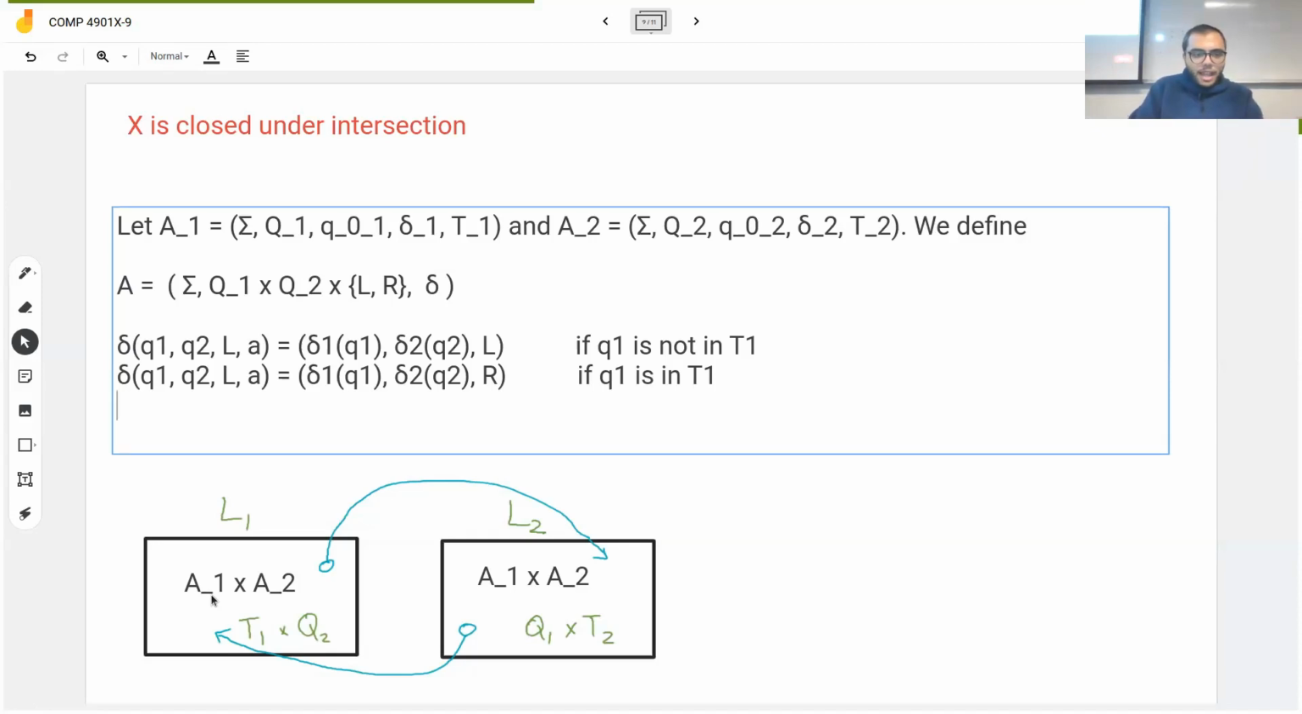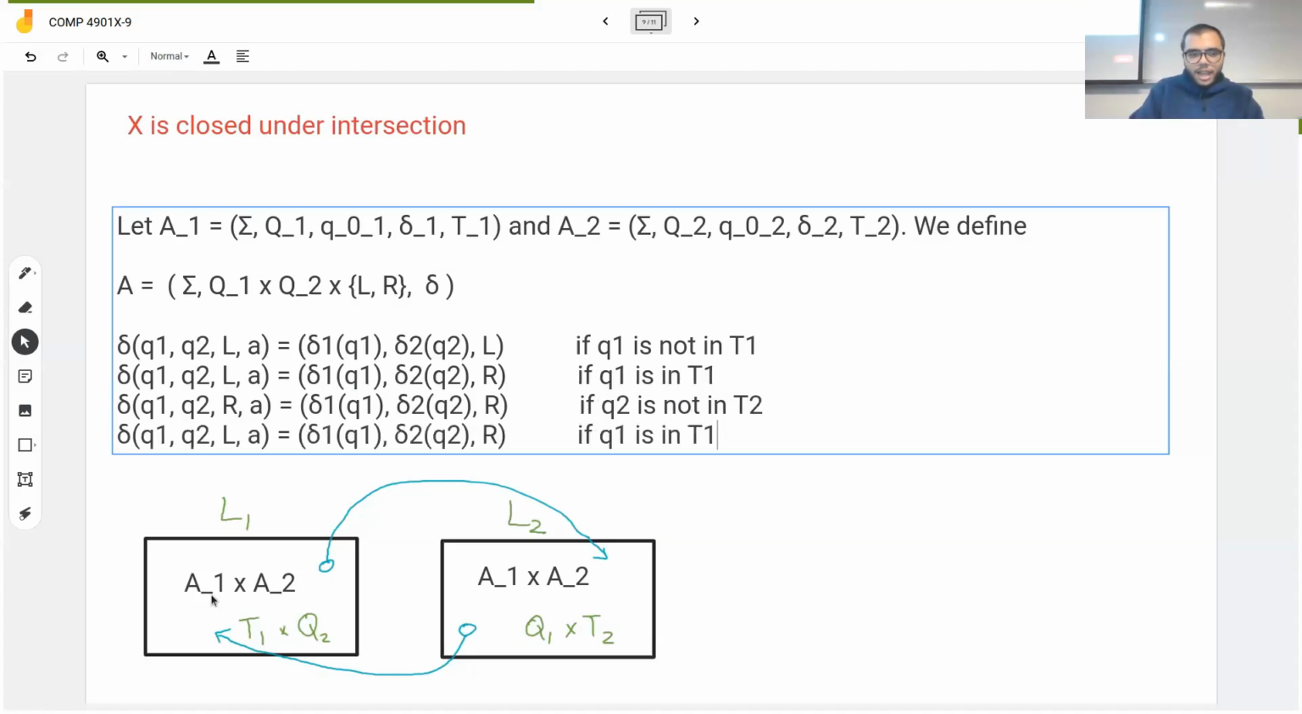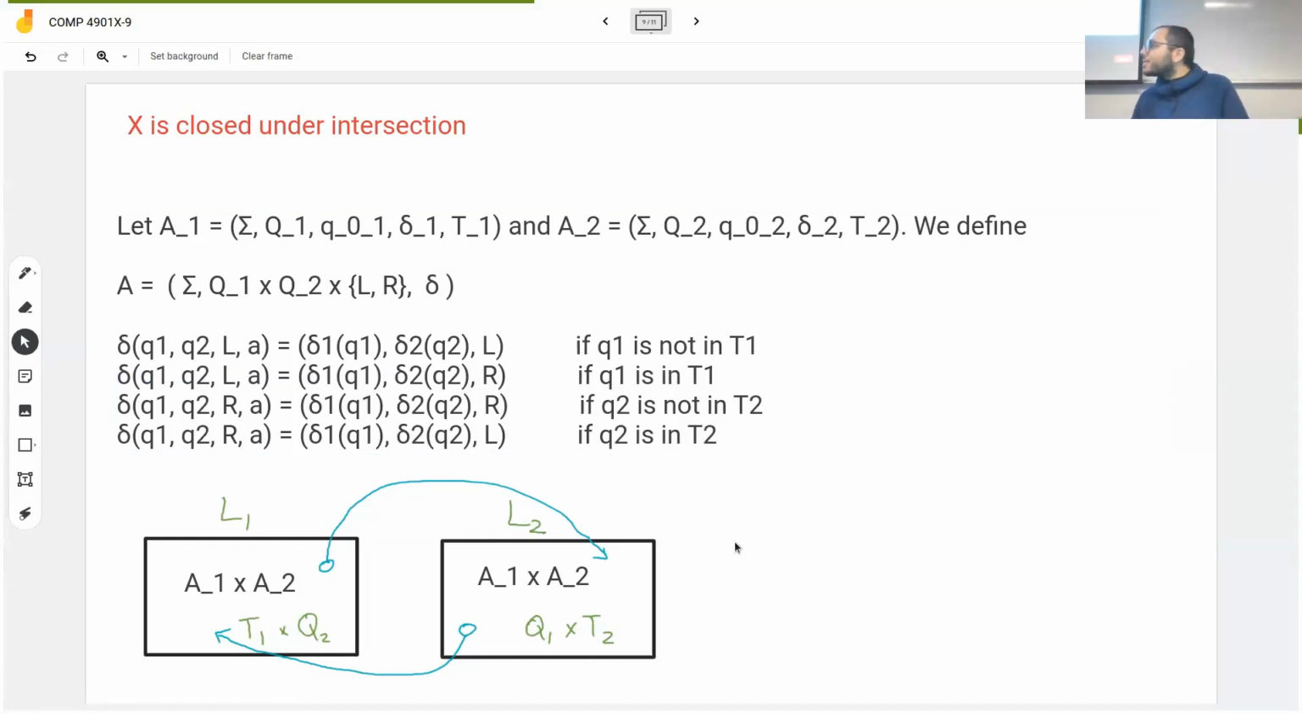Okay. And I can write the same thing for R, right? So if I'm on the right-hand side and I read the letter A, I'm going to just simulate it. And I'm going to stay in the right-hand side as long as I'm not in a target. And if I am in a target and on the right-hand side, then I'm going to go to the left-hand side, if Q2 is in T2. Okay, these are my transitions.